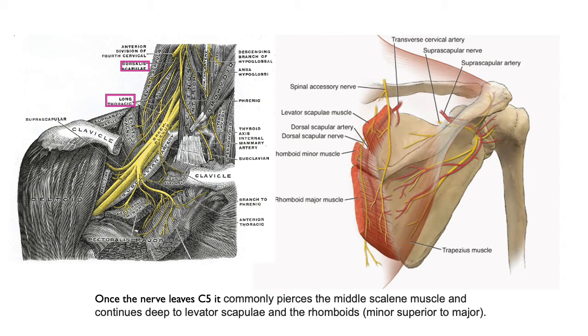So this is the graphical illustration of the long thoracic nerve and also the dorsoscapular nerve. One important thing for the dorsoscapular nerve is that it classically and commonly pierces the middle scalene muscle, then continues deep to the levator scapulae and then turns to the rhomboids at the back of your body.